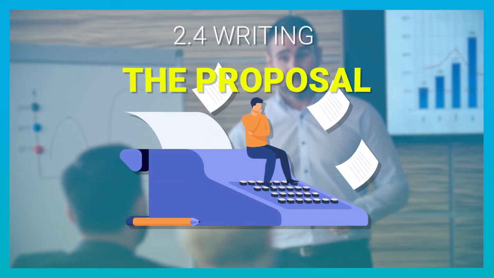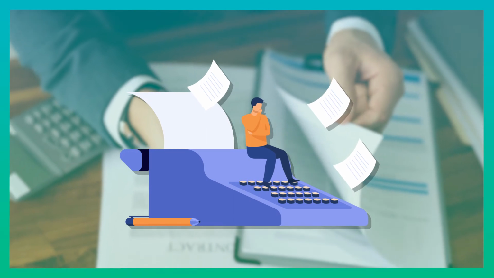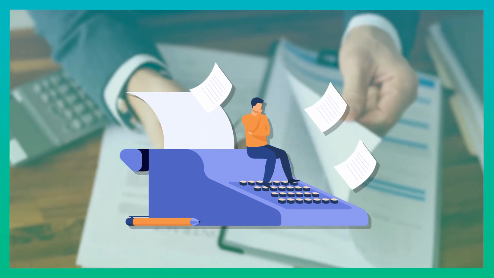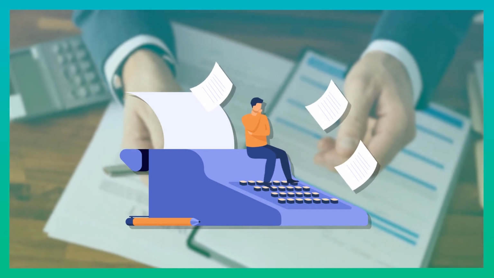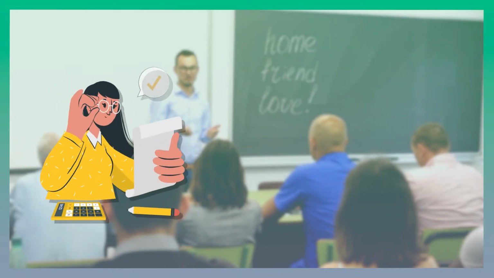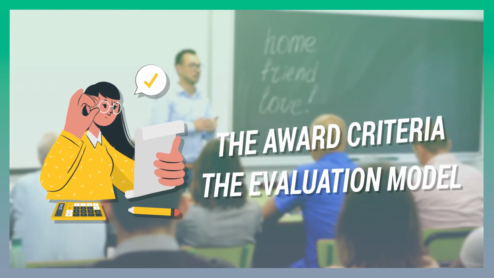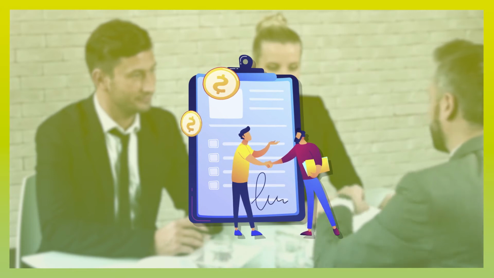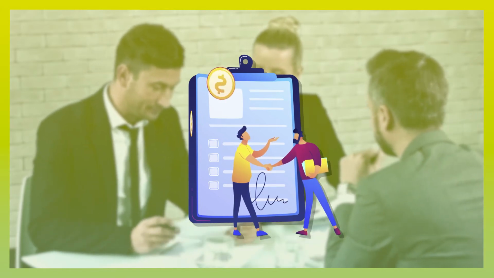2.4 Writing the proposal. In this important unit, we dig deeper into the elements of the tender documentation that have a direct impact on whether you will submit the winning proposal or not. We look at why it's important to focus on the award criteria and the evaluation model, and what might happen if you don't comply with formal requirements or make deviations from the tender documents.